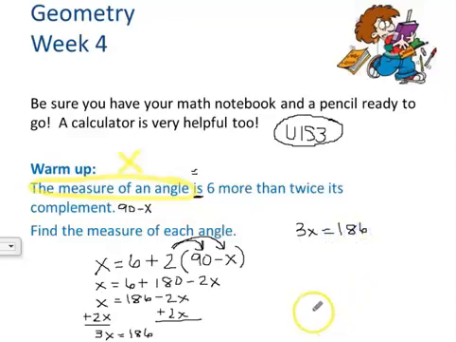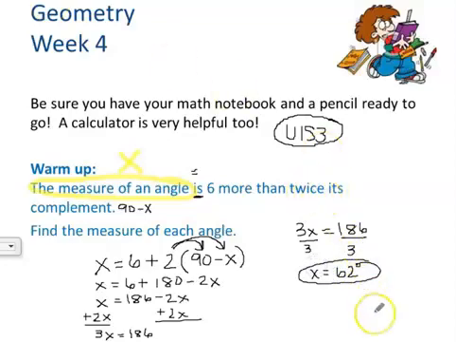All right. Now we're one step away from solving for x. We're going to divide each side by 3 to solve for x. So x is going to equal 186 divided by 3, which is 62. Now this is degrees, right?